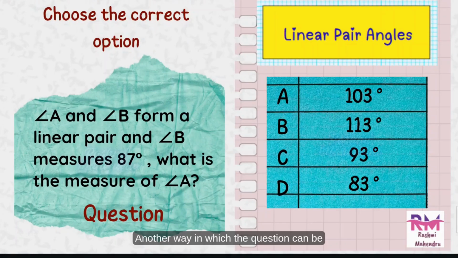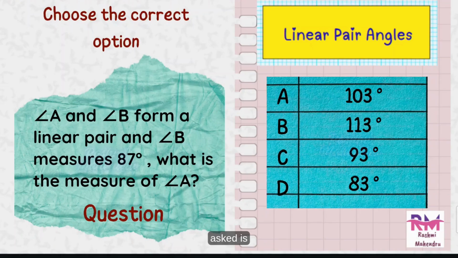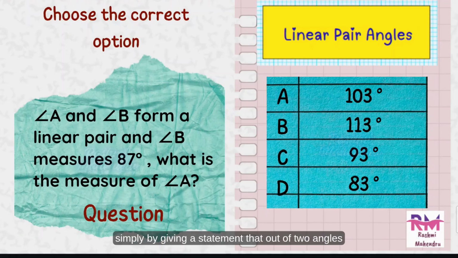Another way in which the question can be asked is simply by giving a statement that out of two angles A and B, angle B is 87 degrees. So what will be the measure of angle A? You can write your answer in the comment section.